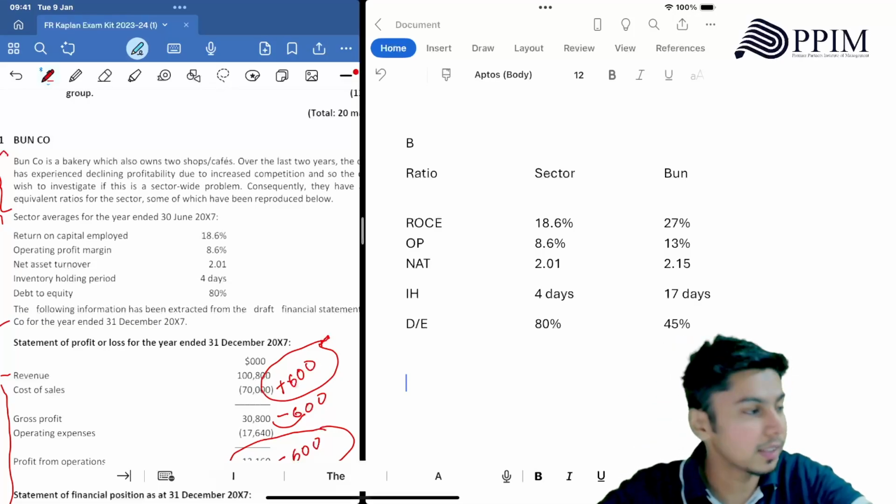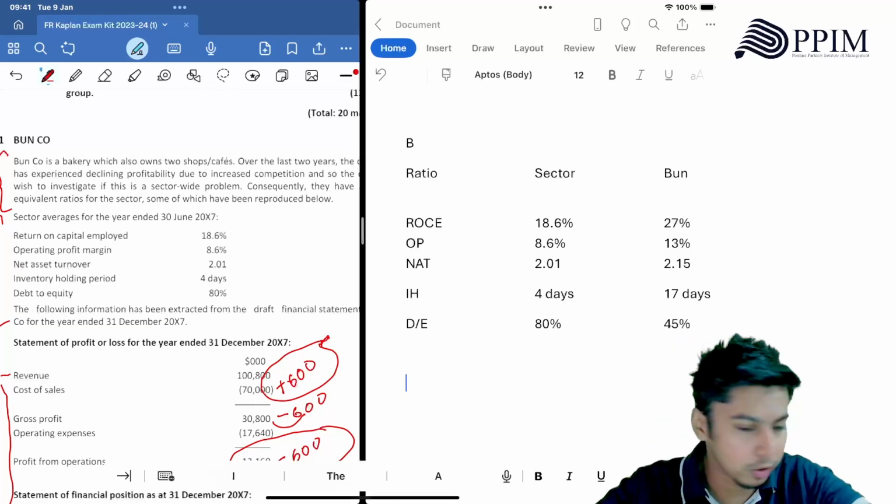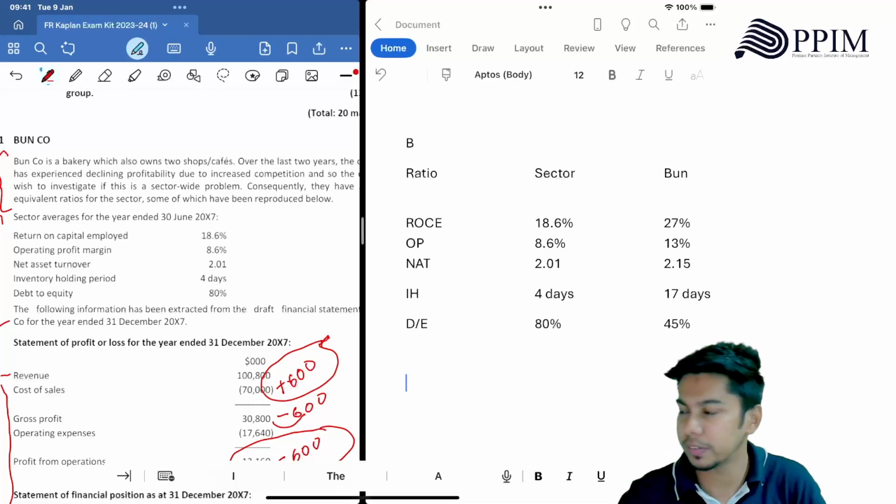So first write, guys, a general comment about the overall position of the organization. Right? Let's start off, guys, that way.